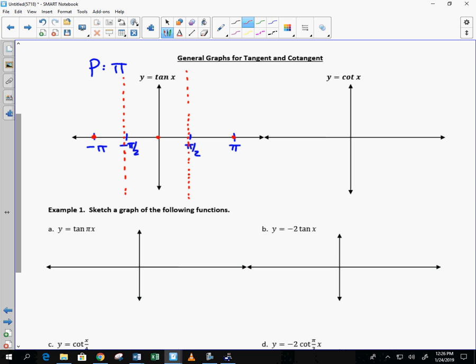Now, what quadrant is represented from 0 to pi over 2? First one. And is tangent positive or negative in the first quadrant? Positive. What quadrant is represented from 0 to negative pi over 2? Fourth quadrant. So therefore, tangent is negative in the fourth quadrant. And these are the types of shapes that we generate.